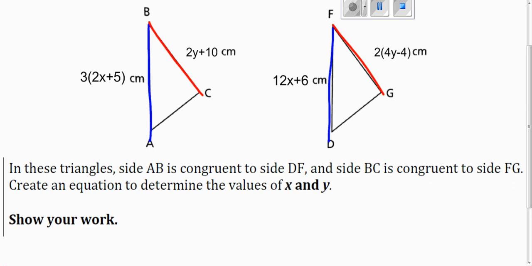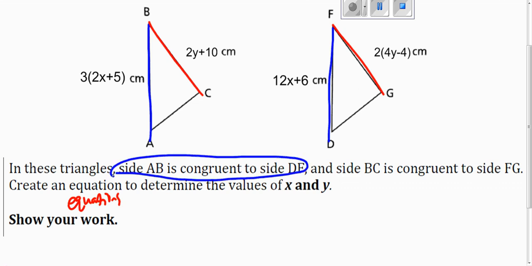Create an equation to determine the values of x and y. That really should say equations, because you can't do this with one equation. You need one equation for the first sentence, side AB is congruent to side TF, and you need an equation for the second sentence, side BC is congruent to FG. So I'll do one in blue, one in red, so you can keep it straight.